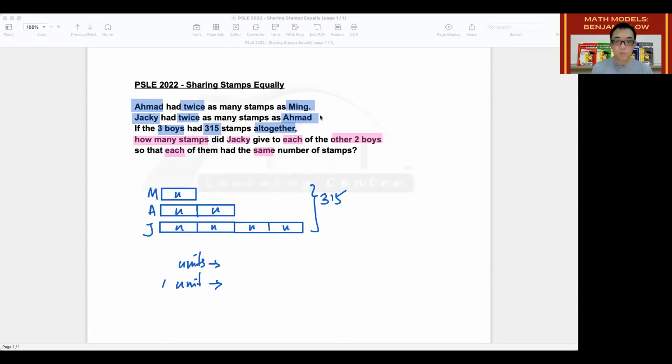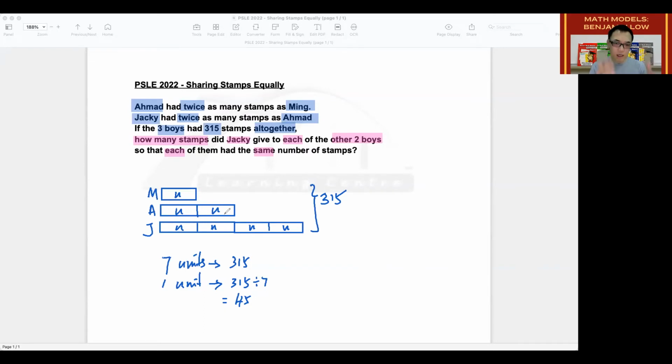Now remember that at any point you can pause this video so that you can try the question out for yourself. So that's 7 units, and that's 315. And over here, 7 units is 315. So 1 unit would be 315 divided by 7. So 315 divided by 7 would be 45.